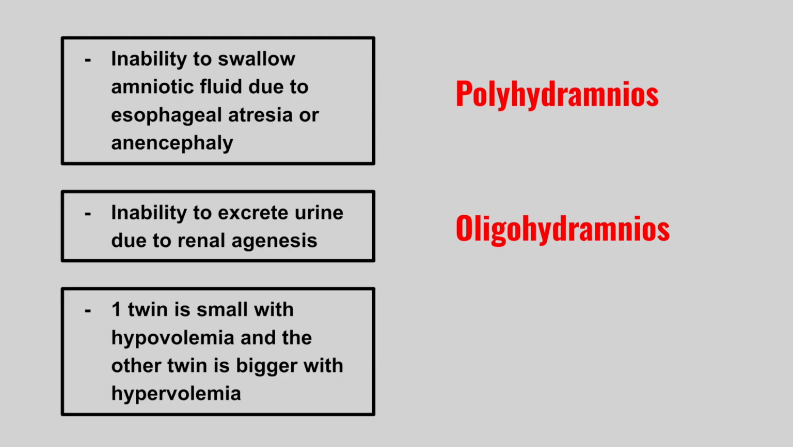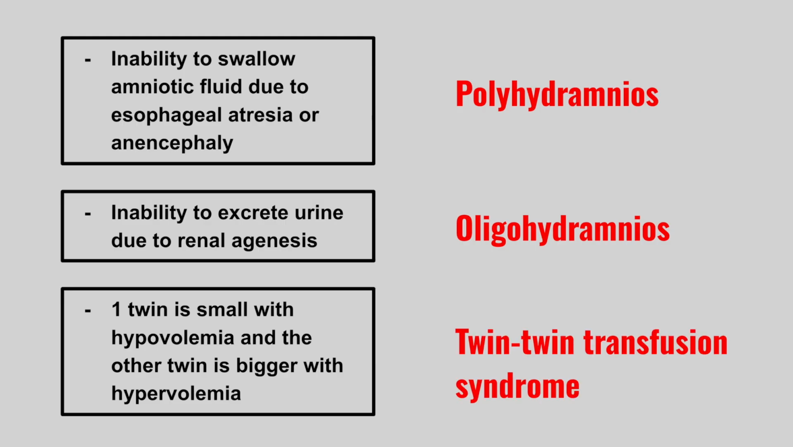Next, we have one twin who's smaller, that presents with hypovolemia, and the other twin is bigger with hypervolemia. So this is twin-twin transfusion syndrome. Remember, there's a donor twin that has the hypovolemia and oligohydramnios, and then the recipient twin has the hypervolemia and polyhydramnios. And this happens due to unbalanced vascular connections between the twins that have a shared placenta. So one twin has blood flow to the other twin, hence the volume differences.